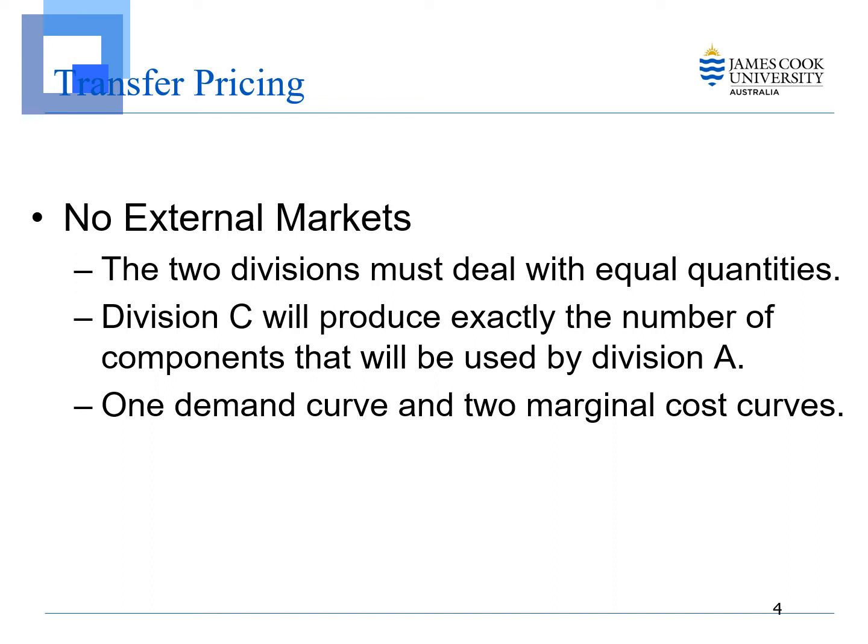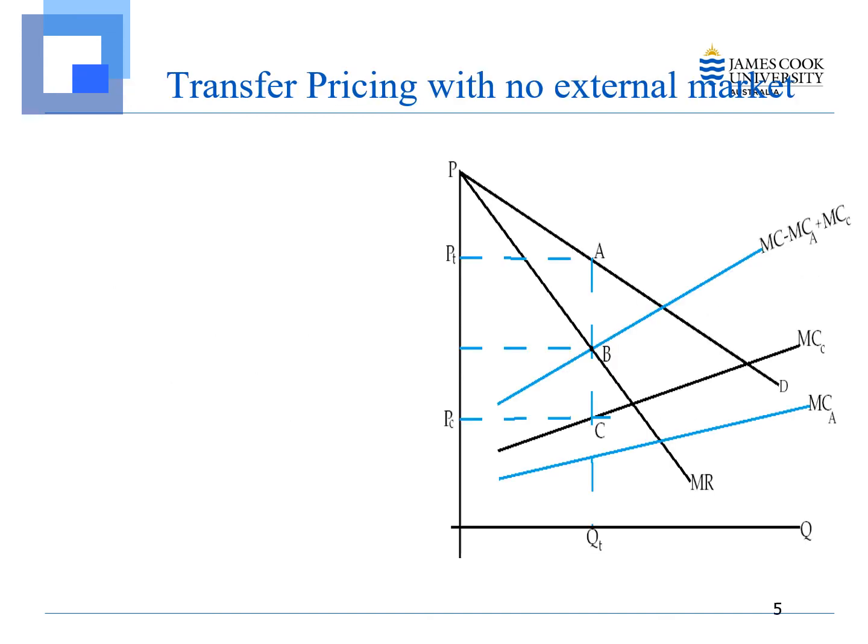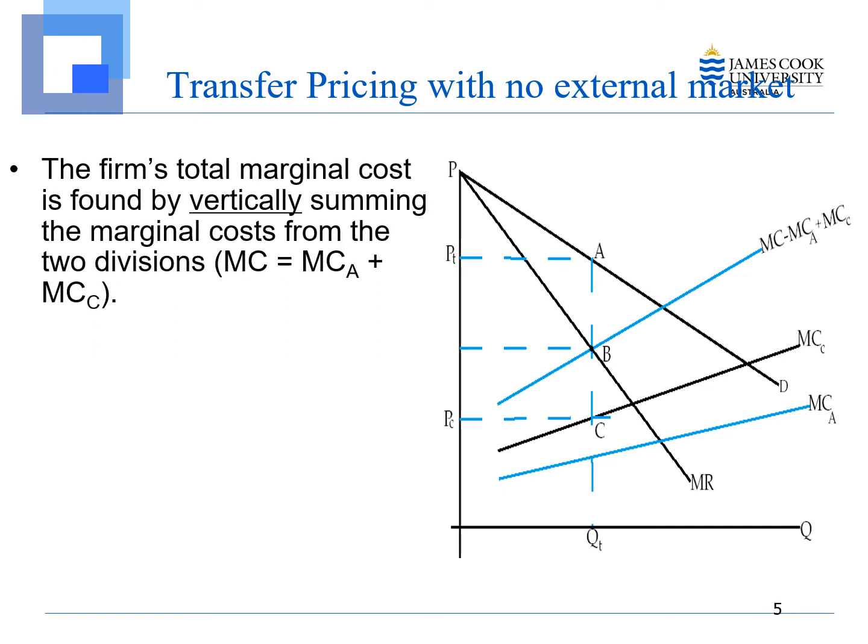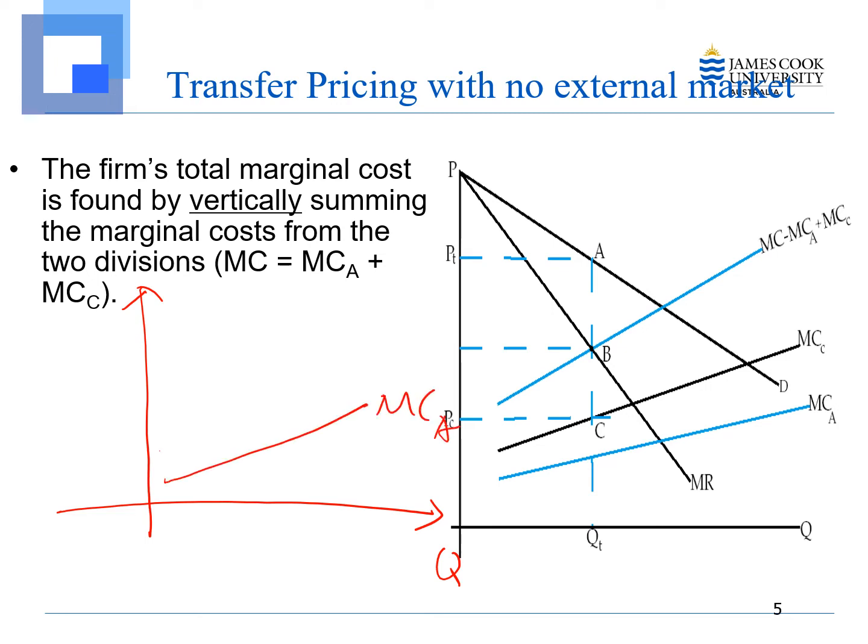So the idea here is to add these two marginal cost curves vertically to get a total marginal cost curve, and follow MR equal to MC there. Let me draw it here. We have quantity of the final product on the axis. Let me draw the marginal cost curves first. This is the marginal cost curve of assembly, and this is the marginal cost curve of the component. What we do is add these two curves vertically.